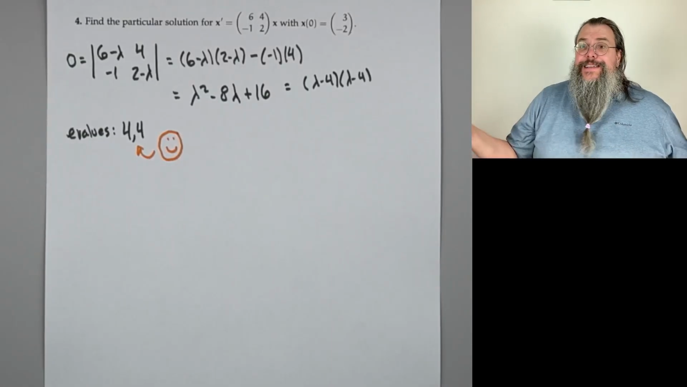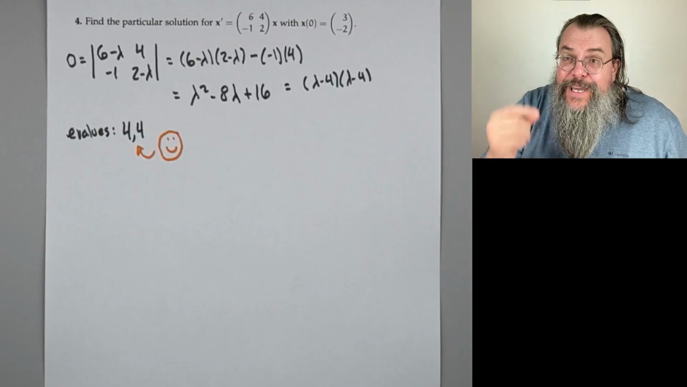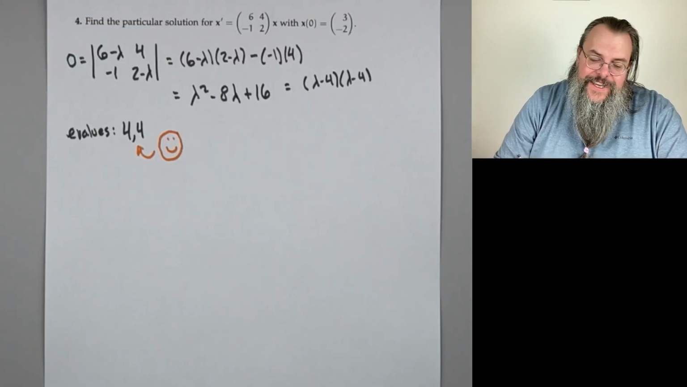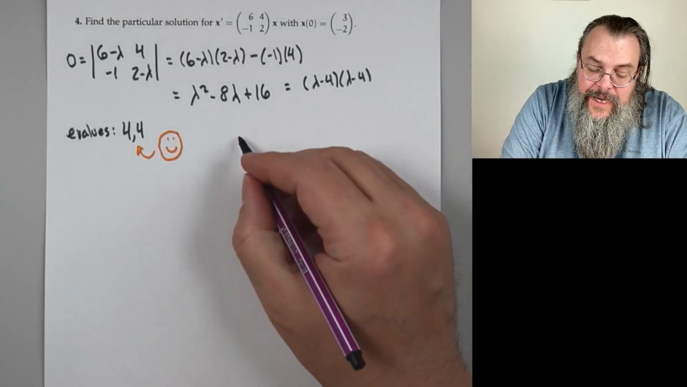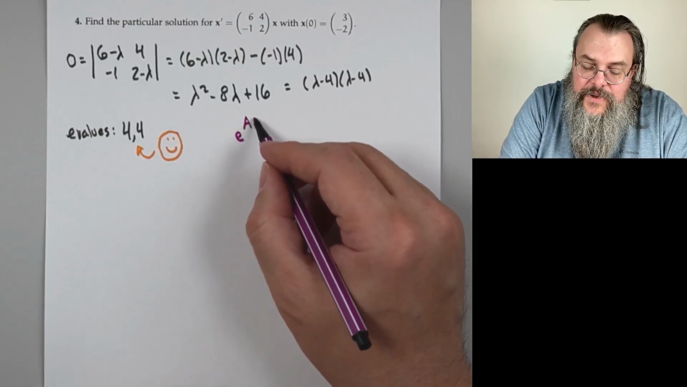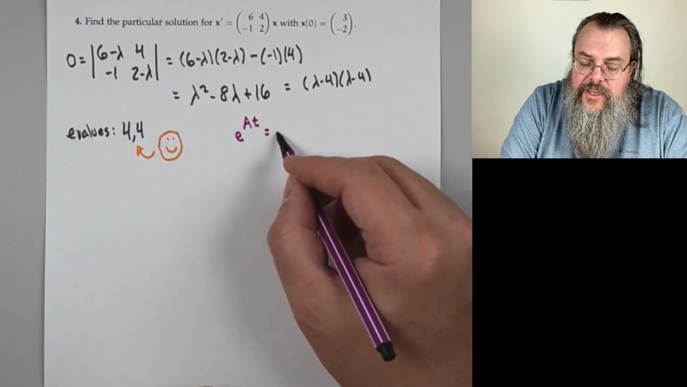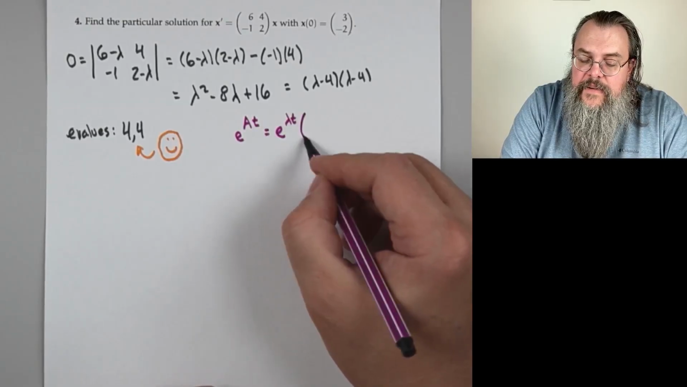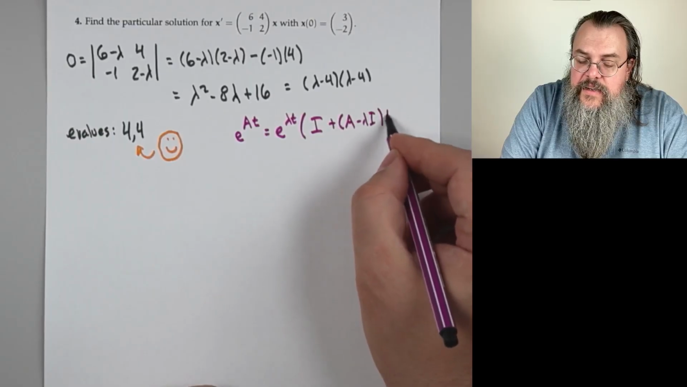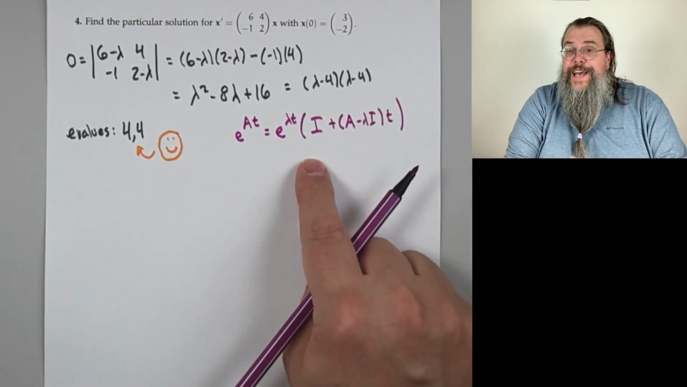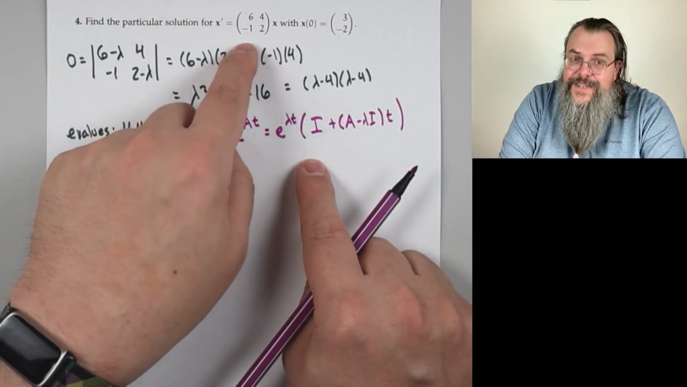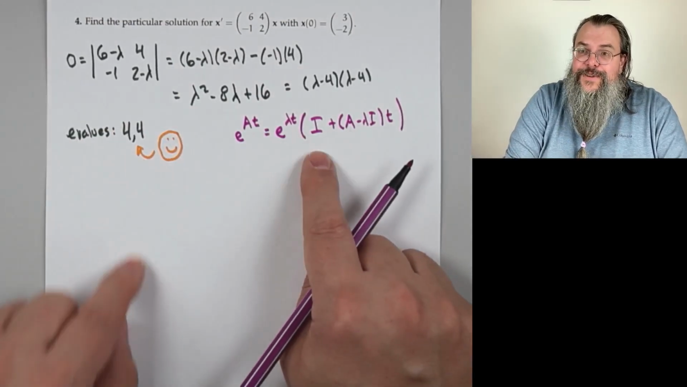And I know what you're thinking, why is that a happy place? Because we have a shortcut, a tool that reduces our work. And so that's why we're happy. And if you grab your formula sheet, assuming that they're nice enough to give you a formula sheet, you'll see that there's this nice little formula that says e to the At is e to the lambda t times the identity plus (A minus lambda I) t. This formula is for when we have a 2 by 2 with repeated eigenvalues. Well, we have a 2 by 2. We have repeated eigenvalues, so we can use it.